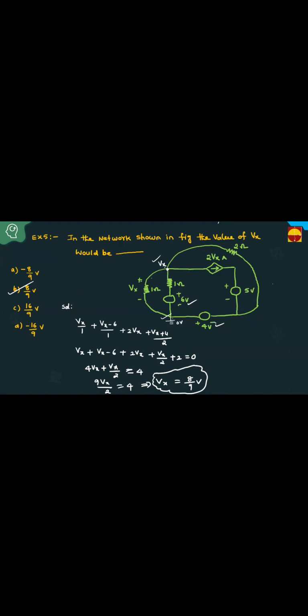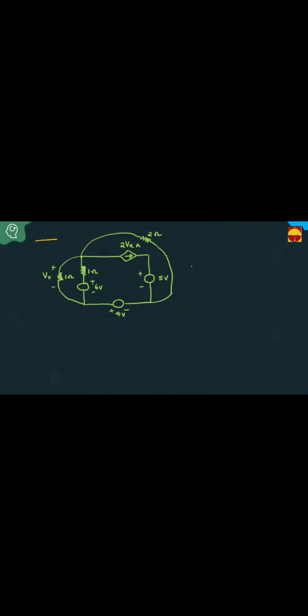Okay, see, now I am explaining the same problem like this. Now, when I take this as the reference node, this is the reference. If it is a reference node, what is this potential? Now it is not equal to Vx. Why? Because it is not a zero potential, since this 4-volt source is connected here.